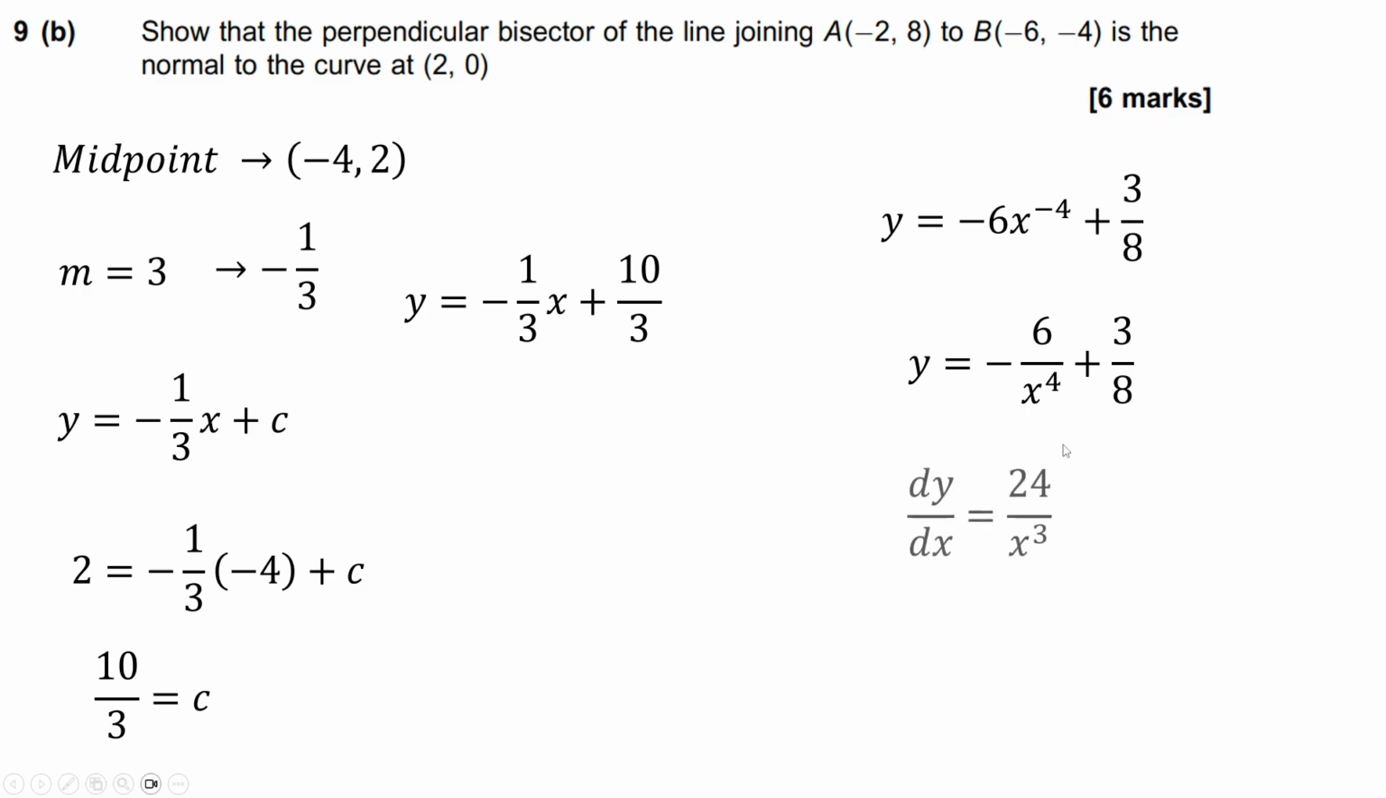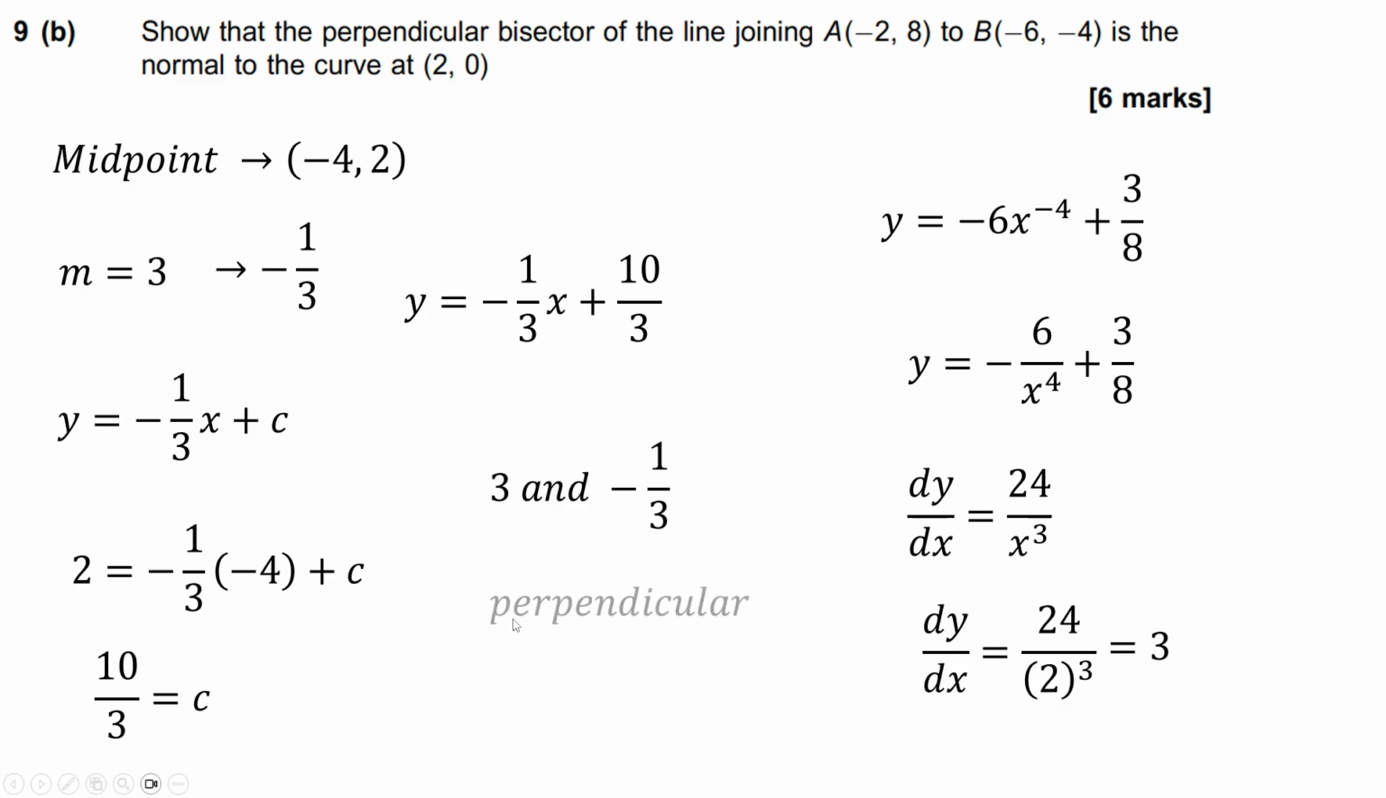Okay, if you find dy by dx of this, you don't actually need to think about it because it told you in the last question. And then you put in the point when x equals 2, you'll get gradient 3. And then you can obviously see that 3 and -1/3 are negative reciprocals of each other, so they're perpendicular, therefore it is a normal to the curve at that point.